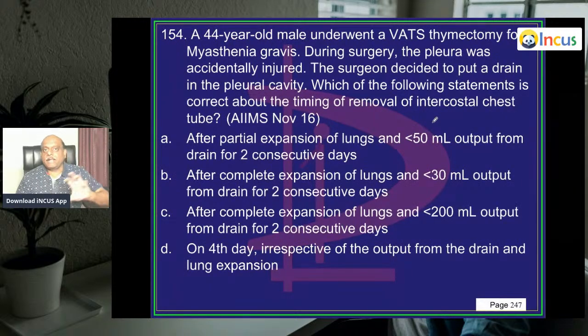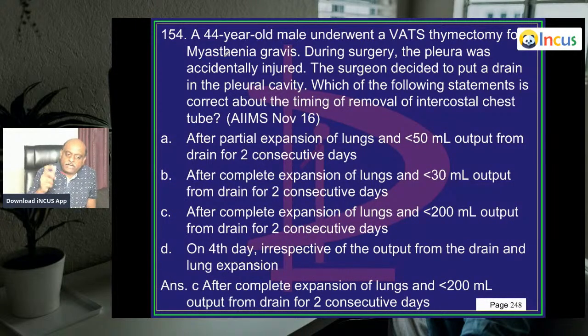Now comes intercostal drainage tube. A 44-year-old male underwent video-assisted thoracoscopic surgery for thymectomy for myasthenia gravis. During the process, there is an accidental injury of the pleura. You have put a drain. Now the question comes, when will you remove that intercostal drainage?